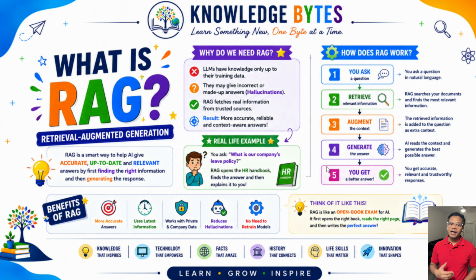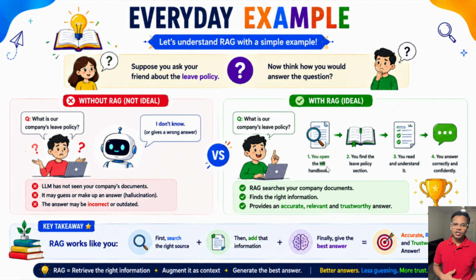Now, let's understand RAG with a real-life example. Imagine your colleague asks, what's our company's leave policy? Would you immediately guess? Of course not. Instead, you would open the HR handbook, find the relevant leave policy documents, and read them carefully. Then you would answer. That's exactly what RAG does. Instead of relying only on memory, the AI first searches trusted information, reads the relevant content, and then gives the answer, just like a person using a reference book before responding.